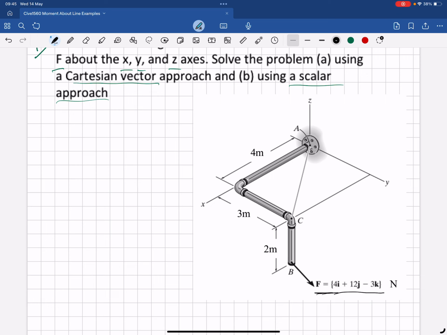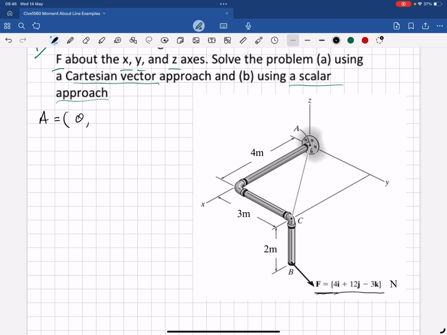And we've got this arrangement of pipes and the force acting this way, and it says calculate the moment about this X line, this Y-axis line and this Z-axis line. Okay, so first thing we do with all of these geometry questions, we write down our coordinates or position vectors of each of the coordinates we're interested in.